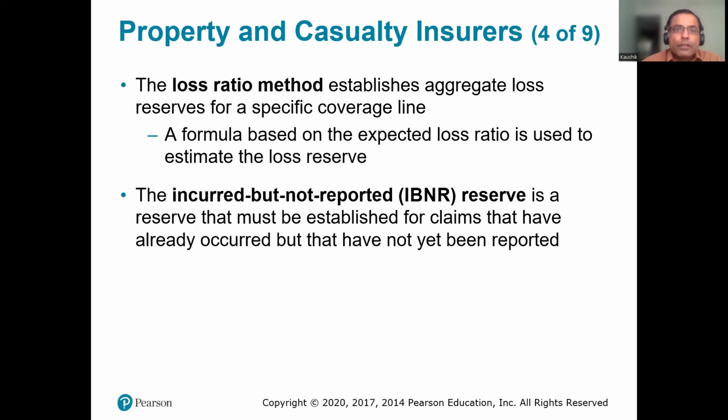We also have loss ratio method to determine the loss reserves. So in this case, the loss ratio method is applicable for a specific line of insurance, and the formula uses the expected loss ratio. So we also have loss reserve for incurred but not reported cases. These are the ones which have occurred but have not yet been reported.